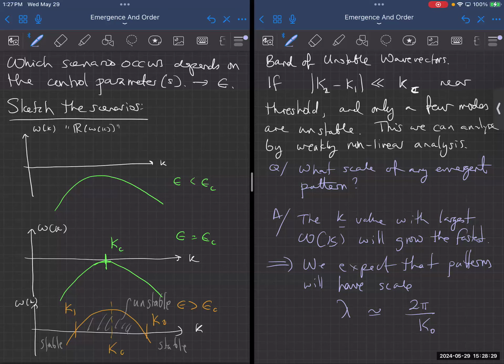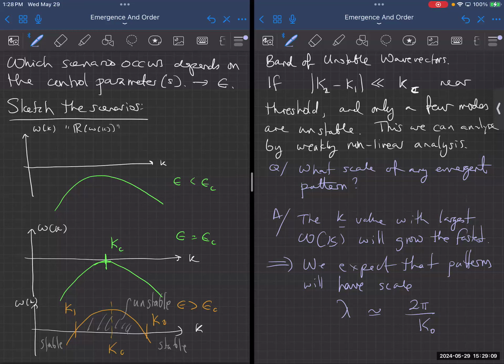Anybody have any questions about this basic idea? Why is K2 minus K1 much less than KC? If I'm looking at these plots on the left, I don't quite see it. Well, remember that these modes are discrete. If I've got a million modes that I have to fully analyze and study, that's hard. If I've got the fastest growing mode and maybe one other mode, that's much easier to study. I can write down the equations for it. Okay, no problem.